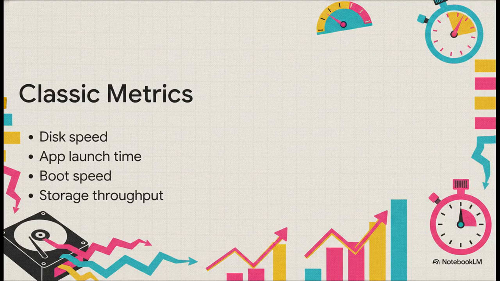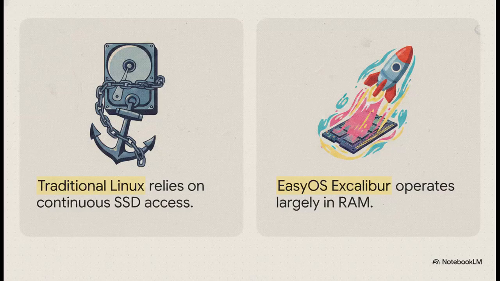But, we have to remember, we aren't talking about a standard system today. There is a really sharp, fascinating contrast in engineering philosophies here. Traditional Linux, as we just established, relies on continuous SSD access that essentially acts as an anchor for its speed. But EasyOS Excalibur, it operates largely in RAM with minimal SSD dependency. By relying on random access memory instead of the physical storage drive for its moment-to-moment operations, EasyOS is completely bypassing the very hardware bottleneck that traditional benchmarks are designed to measure in the first place. No wonder the tests get confused.